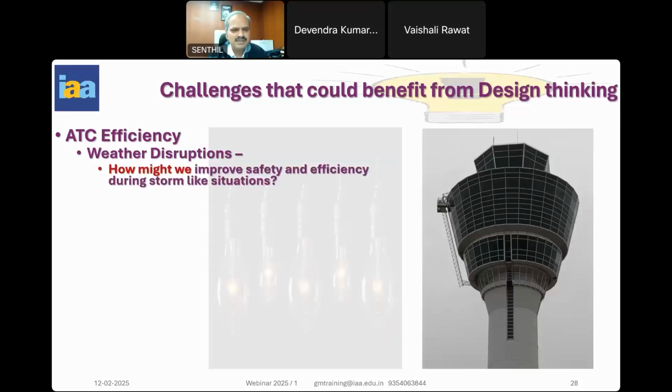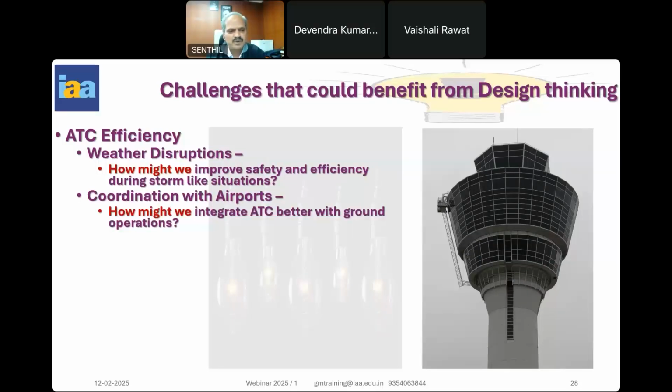So, weather disruption. How might we improve safety and efficiency during storm-like situations? We used to make fun of Chennai. Chennai does not even need ILS, we said. Why do we need ILS? Because there is no rain in Chennai, the weather is always very hot. But now what is happening in Chennai? Tsunami is coming, floods are coming. The ATC center is thrashed with wind and rainwater. So situations are changing, and we need to be ready for that.